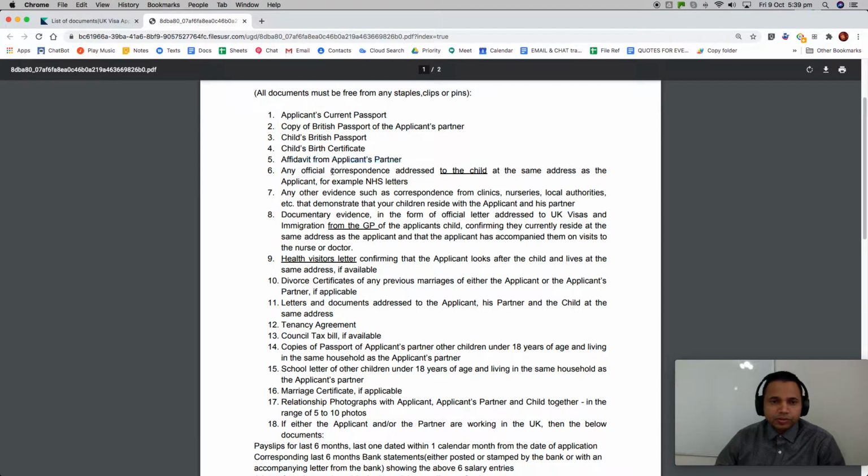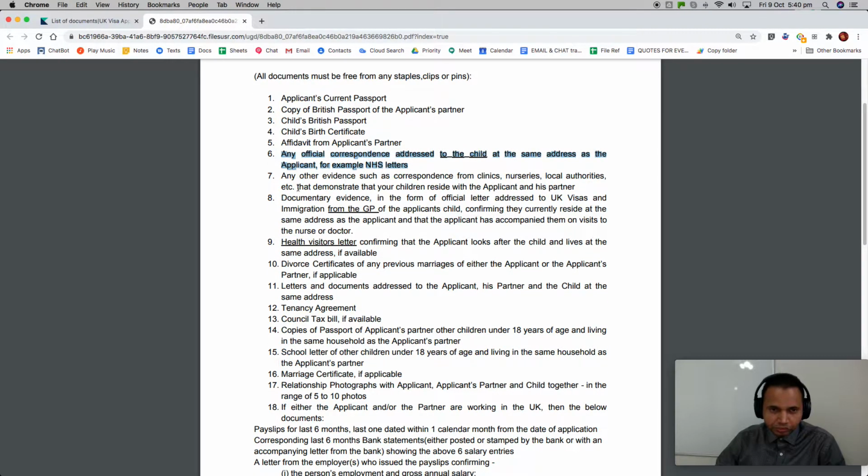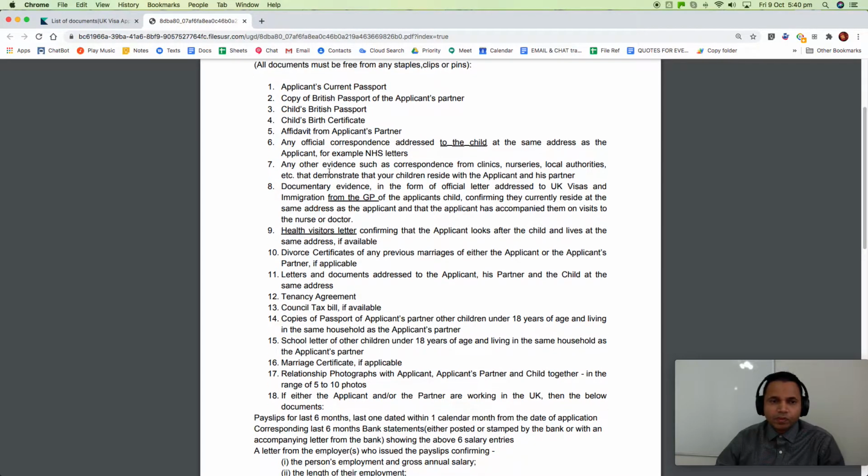Going back, that affidavit basically confirms the other partner who is British or settled confirms the role of the applicant. So on that basis, the Home Office decides that the applicant has a role in the upbringing of the child. Any official correspondence addressed to the child at the same address as the applicant. This is helpful if the applicant is living with the child. In cases where both the partners are in a relationship, this is quite possible.